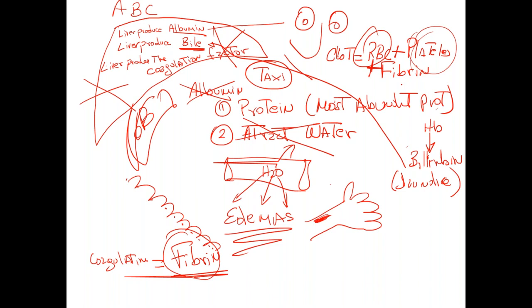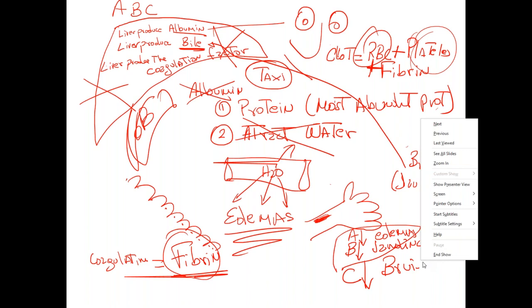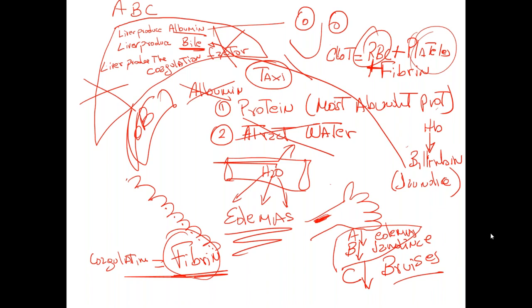In conclusion, if you have a patient with liver disease, what happens with the A? The A is low. So what is going to happen? Edemas. If the B, the bile capture, is going to be low, you have jaundice. If you have the coagulation factors low, you start to have what? Bruises. Bruises, also called ecchymosis. So you can see how useful it's going to be to know these three, the ABC of the liver.